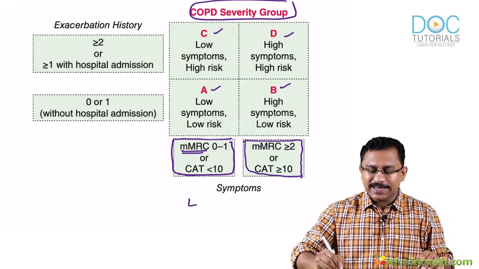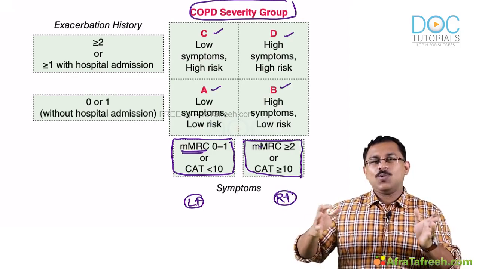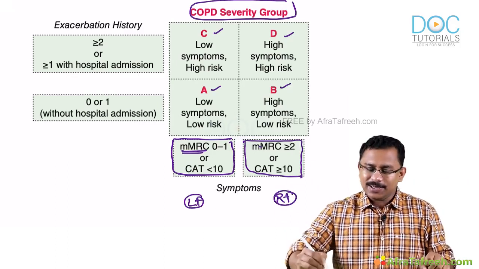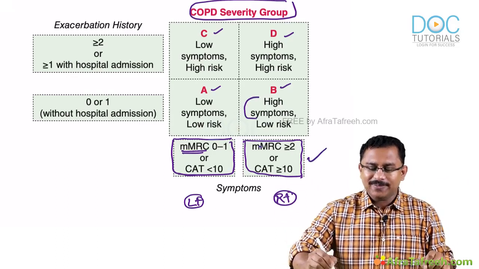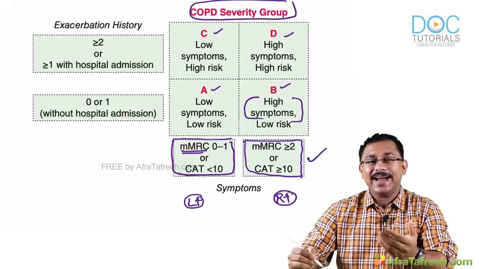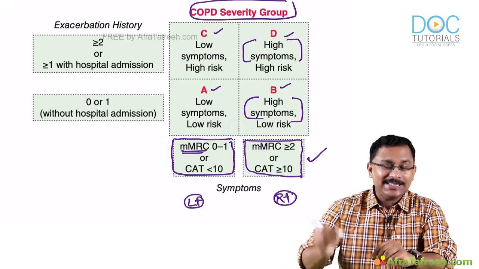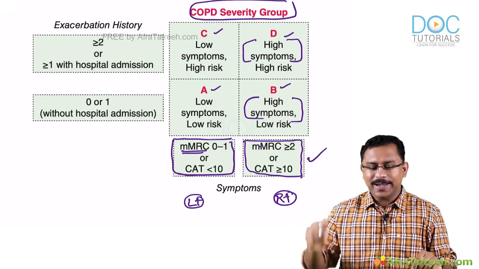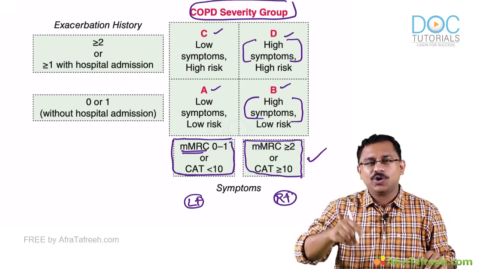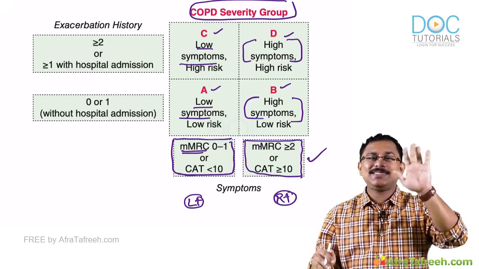So this is the left hand side. This is the right hand side. So you tell me, the one who has more symptoms will come in which side, left or right? Right side, because that is where the symptoms are. So whenever you have MMRC more than or equal to 2 or your CAT score more than or equal to 10, you say that the patient has got high symptoms. When it is the other way around, when the score is 0 to 1 and the CAT is less than 10, it is low symptoms. That is it with symptoms.